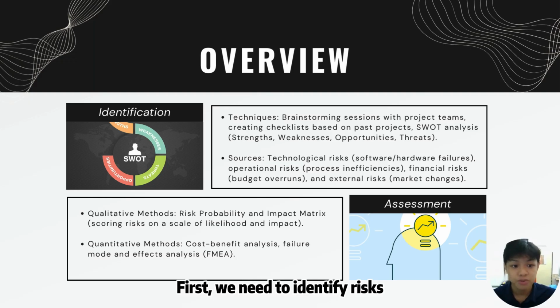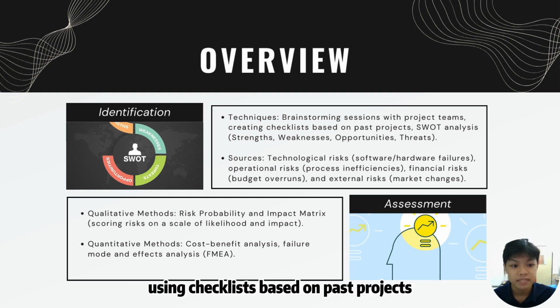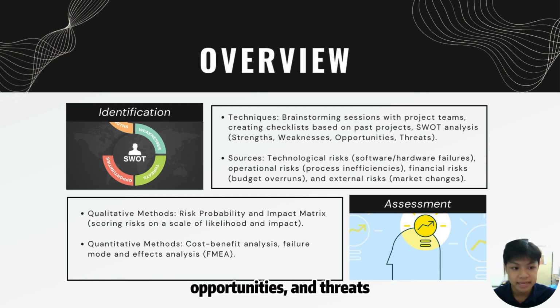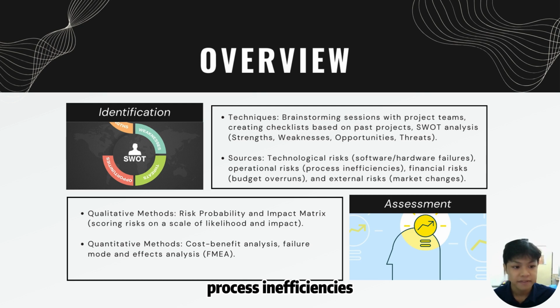So, first, we need to identify the risks. This can be done through brainstorming sessions with the project team, using checklists based on past projects, and conducting a SWOT analysis, looking at the strengths, weaknesses, opportunities, and threats. Common sources of risk include technological failure, process inefficiencies, budget constraints, and market changes.